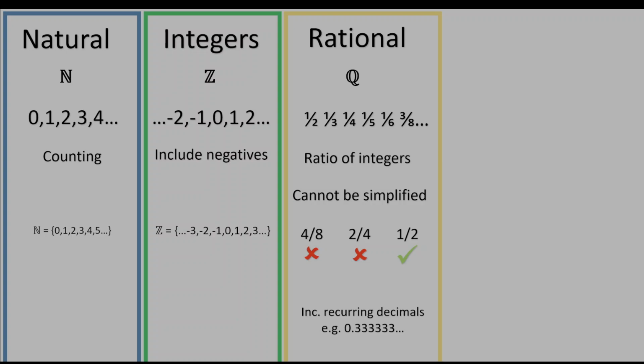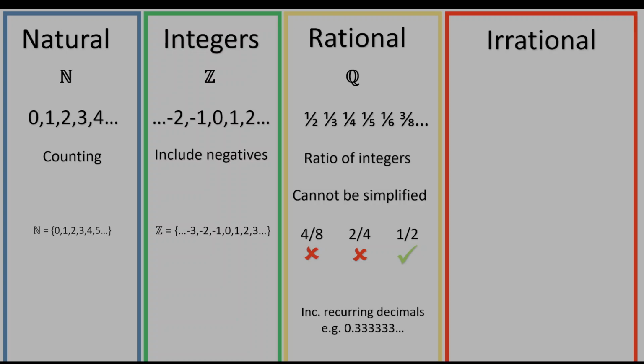This group of rational numbers can also include all of the recurring decimals, so in this case, a third. The last group are the irrational numbers, so essentially those that can't be represented as a ratio of integers. So examples are square root of 2, pi, and so on. So non-recurring, cannot be written as a fraction like these ones over here.